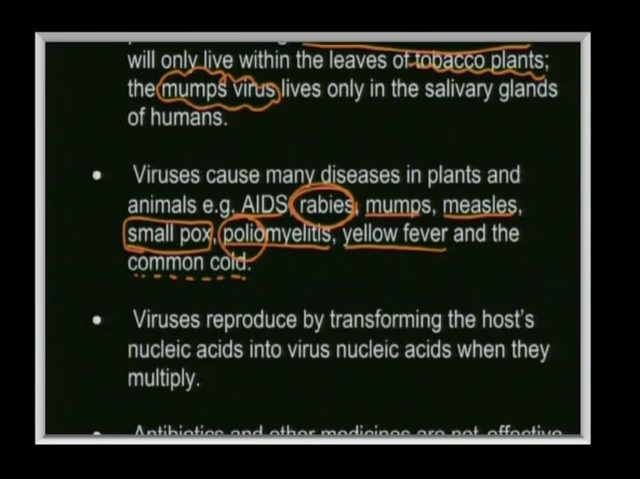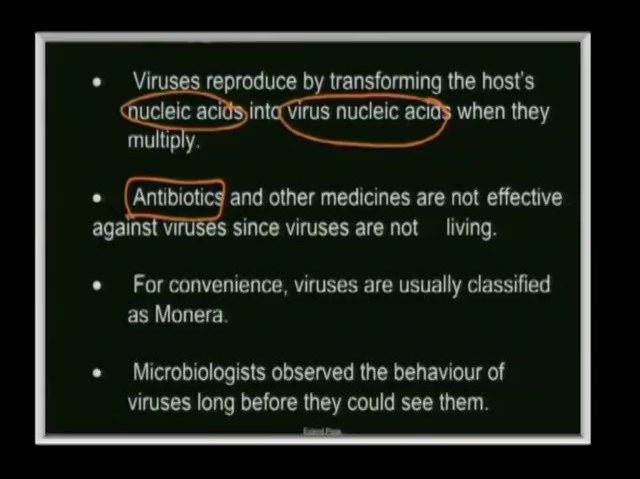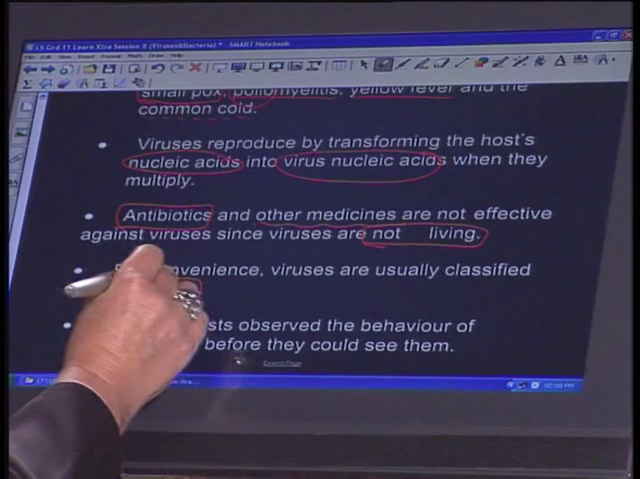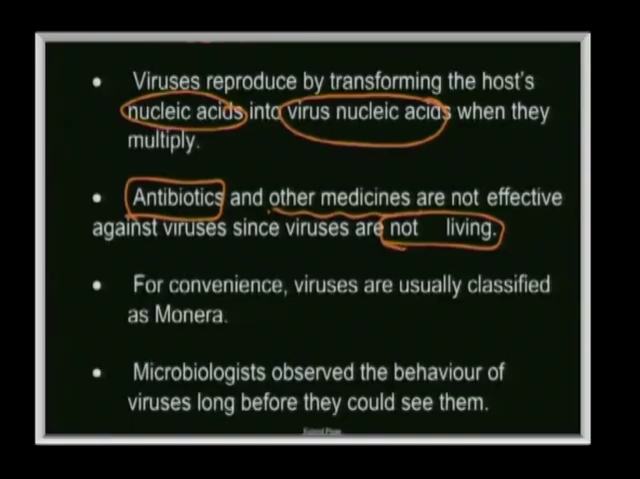Viruses reproduce by transforming the host's nucleic acids into virus nucleic acids. Now remember, that's what I said to you about the virus using the host cell as an incubator. Literally, that host cell is caused to make protein coats for new viruses and to make new DNA or RNA for the new viruses. As was mentioned, antibiotics and other medicines are not effective against viruses since they are not living. For convenience, we usually put viruses into Kingdom Monera along with bacteria.